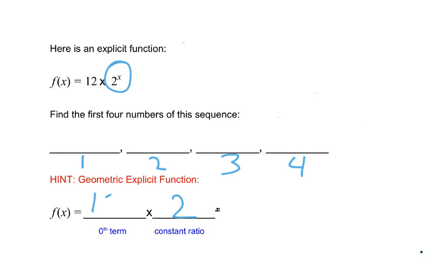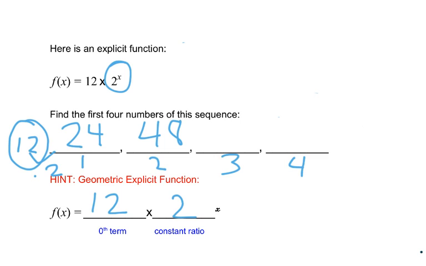I know that my zeroth term is 12, so that means that I like to put a 0 over here and fill in 12, because that's not part of my sequence. So I'm going to be multiplying by 2. 12 times 2 is 24, times 2 is 48, times 2 is 96, times 2 is 192.